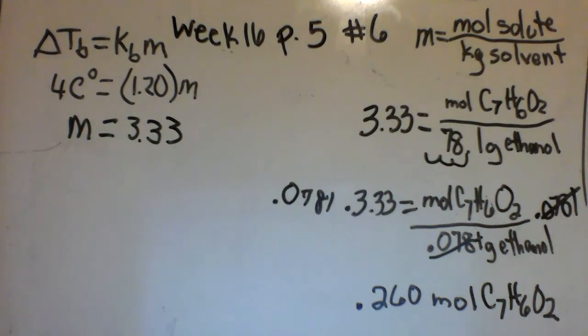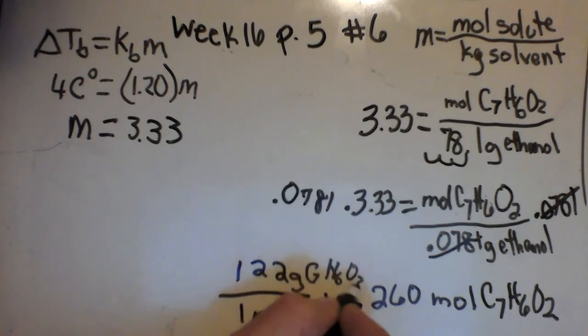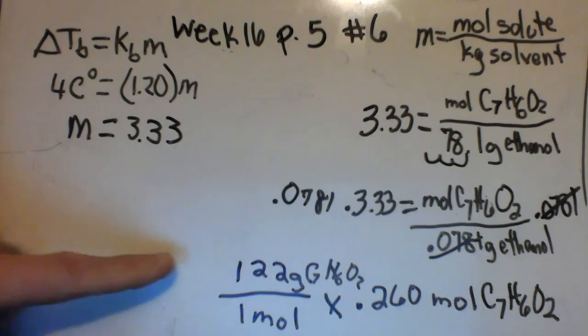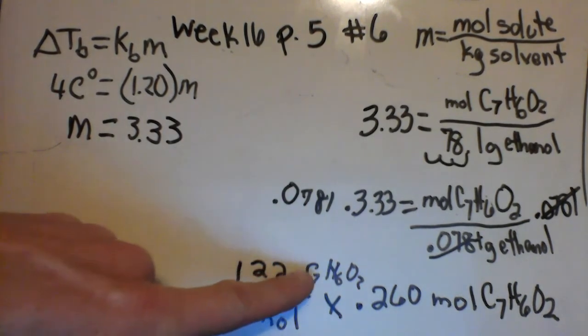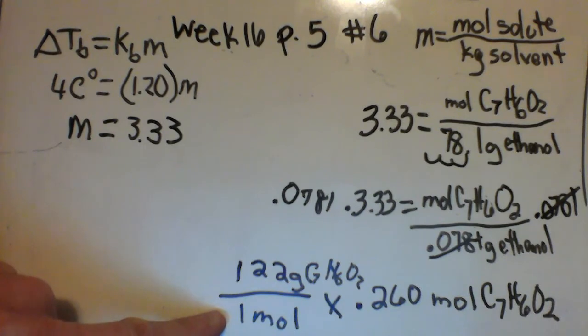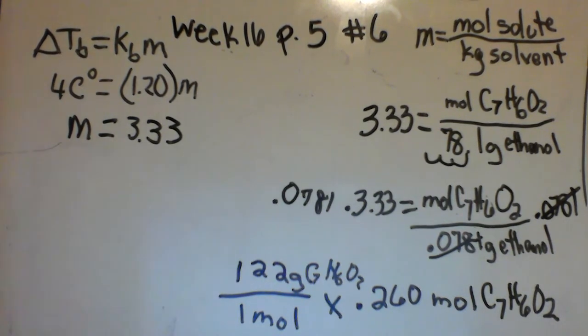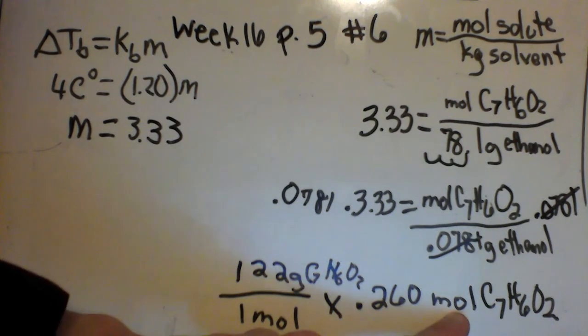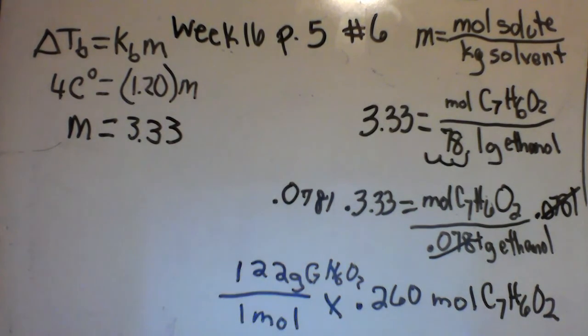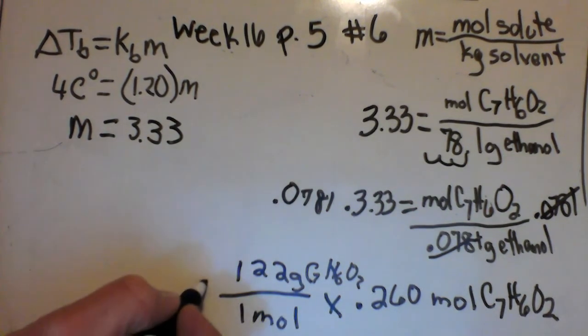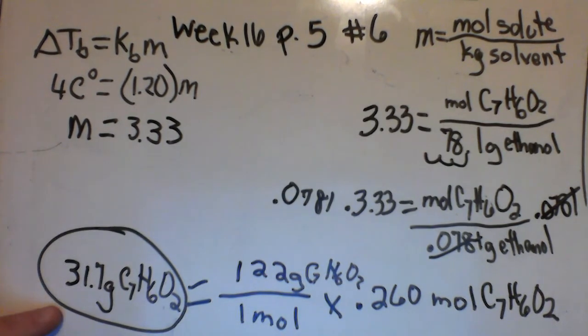Now the question asks us how many grams of benzoic acid are required. Therefore, we have to convert moles. If we multiply by a fraction of 122 grams of benzoic acid per mole of benzoic acid, we'll find out how many grams of benzoic acid we have. Notice that this time the molar mass is on the top of the fraction and moles are on the bottom of the fraction. That's because we're starting out with units of moles, and the units of moles have to cancel out because we're looking for grams. And our final answer is 31.7 grams of benzoic acid.